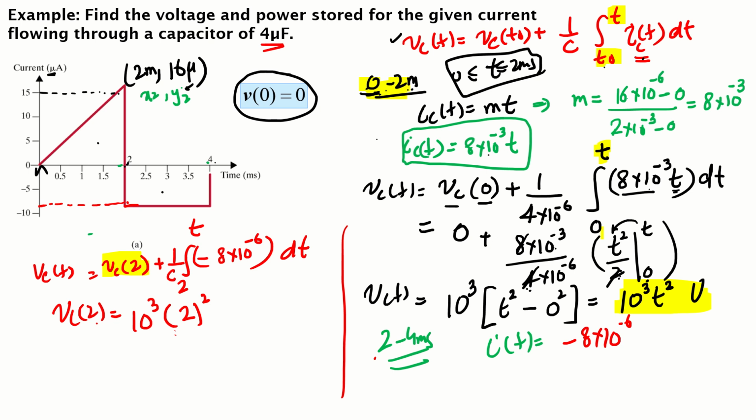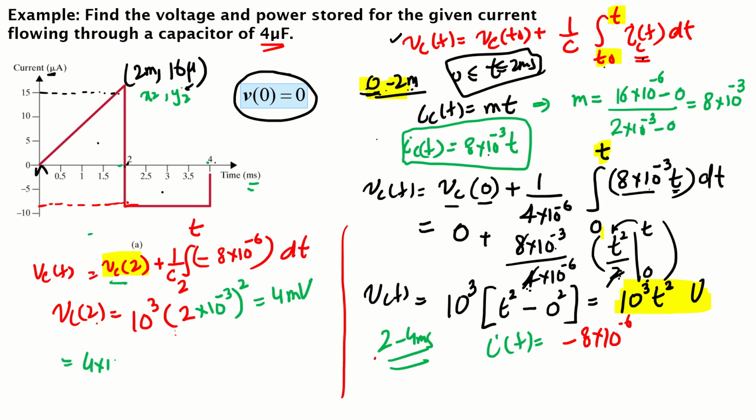Since the unit of time is milli, t is 2 milli, so 2 times 10 power -3, squared. If you simplify this, it comes out to be 4 millivolt, or 4 times 10 power -3. Let's put it here.